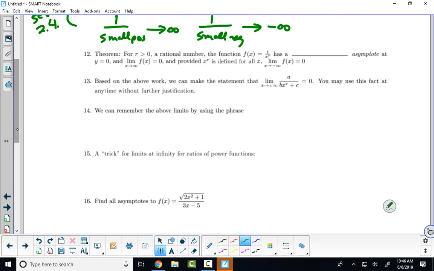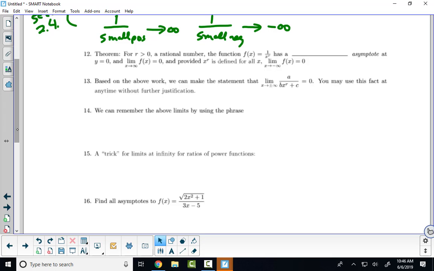If I just have 1 over x to the r for any rational number r, as x gets large, where do the y values get close to? Well, we'll have a horizontal asymptote. Where will it be? Folks, I don't know what I'm doing wrong. I'm getting looks from you. If I have 1 over x to the 3rd and I plug in a big number for x, what am I going to get? Small number. Something that's getting close to 0.